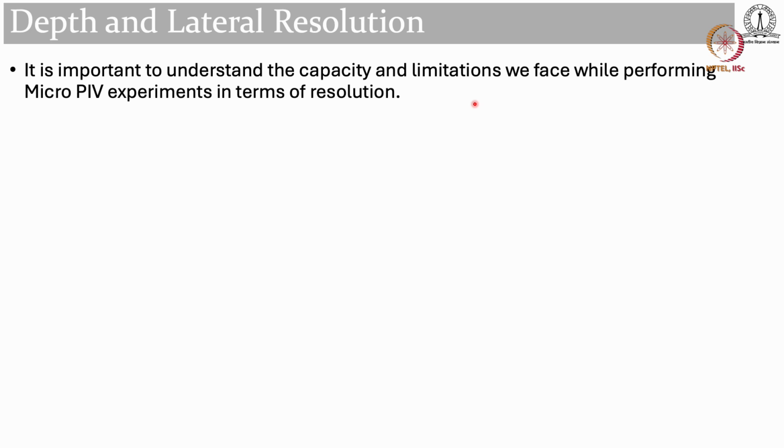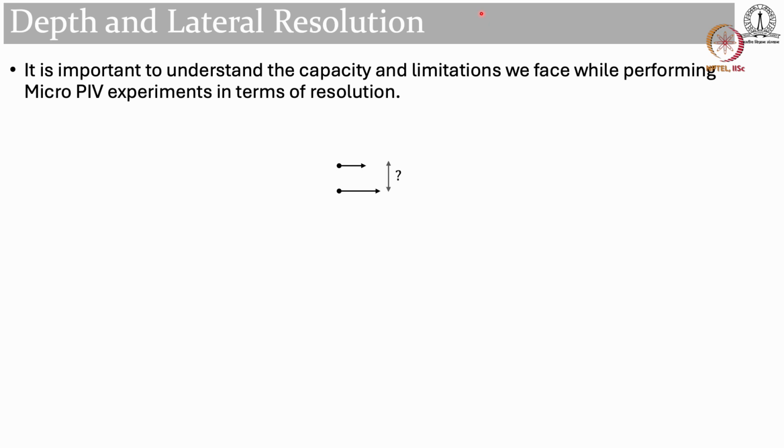Again, it is very important to understand the capacity and limitations we face while performing micro PIV experiments in terms of resolution. Before starting any experiment, it is crucial to perform some mathematical calculations to understand your system: what kind of lens you have, what microscope objective you are using, what the magnification and numerical aperture are, what the depth of your micro channel is, and the material of your micro channel. All these things play a significant role in resolving your flow field. So we'll be discussing those things here.